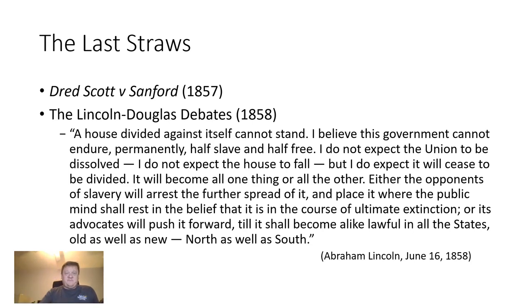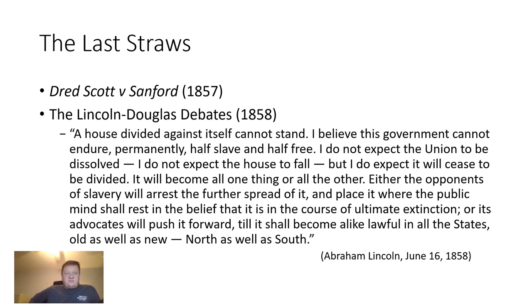The Lincoln-Douglas debates ended up angering Southerners because of proclamations like Lincoln's on June 16th of 1858, when he said this: "A house divided against itself cannot stand. I believe this government cannot endure permanently, half slave and half free. I do not expect the Union to be dissolved. I do not expect the house to fall, but I do expect it will cease to be divided. It will become all one thing or the other. Either the opponents of slavery will arrest the further spread of it and place it where the public mind shall rest in the belief that it is in the course of ultimate extinction, or its advocates will push it forward till it shall become alike lawful in all the states, old as well as new, north as well as south."